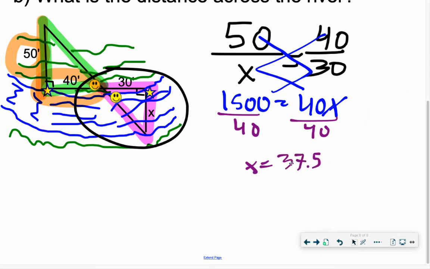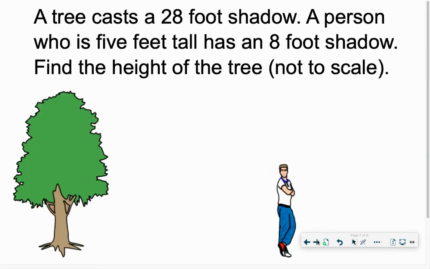Now don't forget, that is 37.5. Need a label on that guy. You could put the apostrophe or just put the word feet. Now, that is an interesting drawing put in front of you. Usually what you'll see, a lot of them on a standardized test, love to talk about a light pole or a tree. So here I've got a tree casts a 28-foot shadow, and a person who is 5 feet tall has an 8-foot shadow. Find the height of the tree, not drawn to scale.